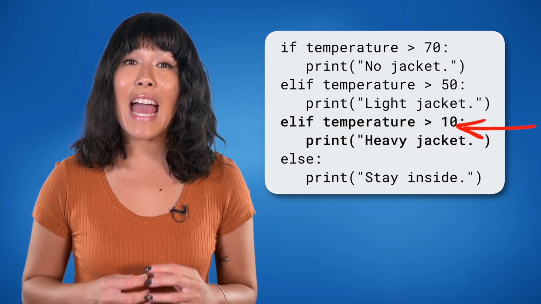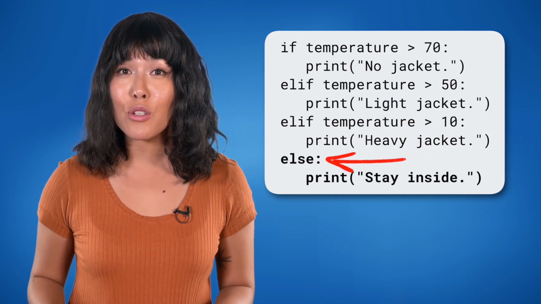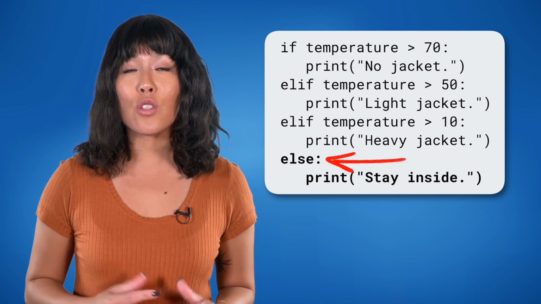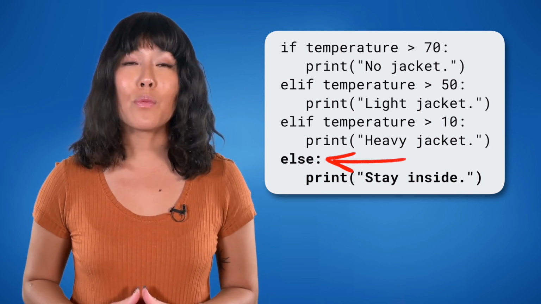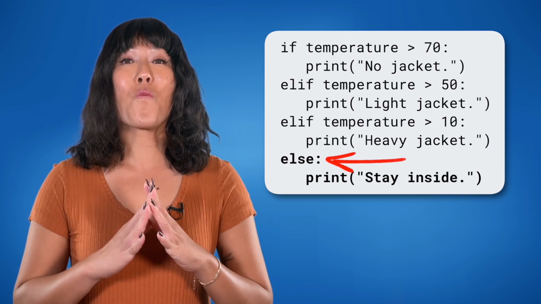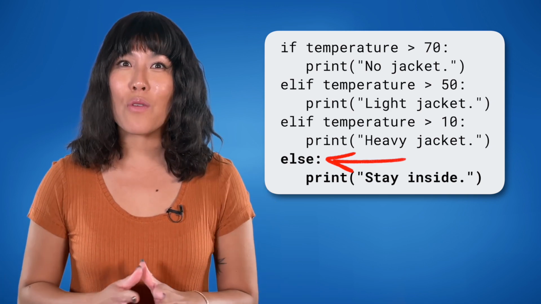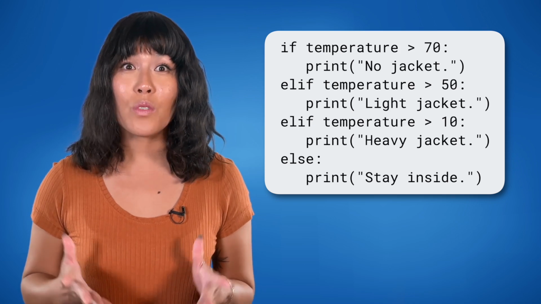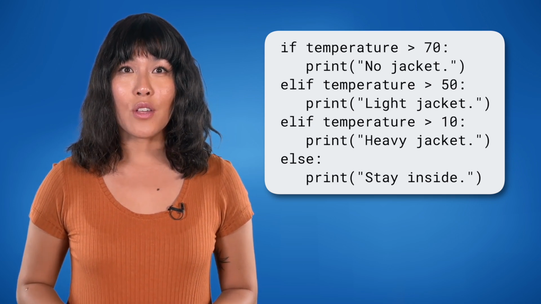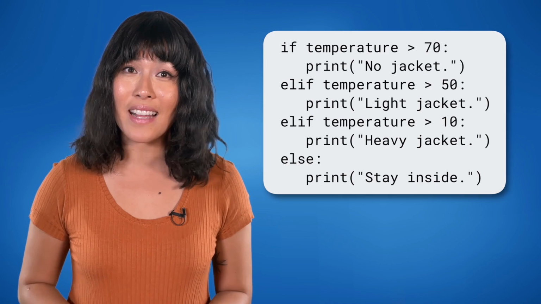Lastly, we can use an else statement. If the temperature is in the range of 10 degrees or below, this statement will happen. In that case, we will stay inside. That is way too cold. Now remember, since we are using if, elif, else, only one of these statements will happen, so we won't be grabbing multiple jackets.